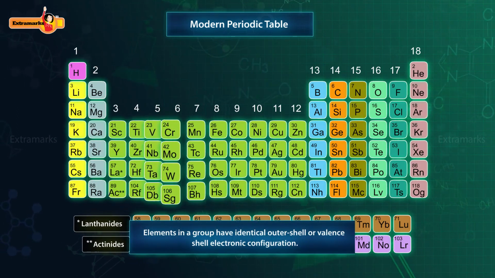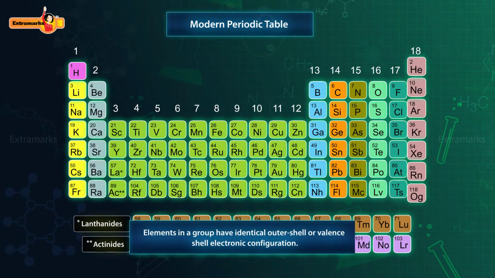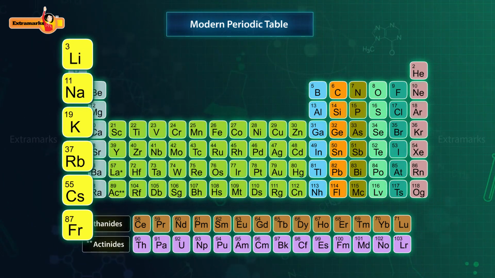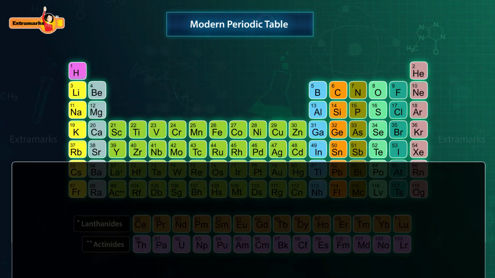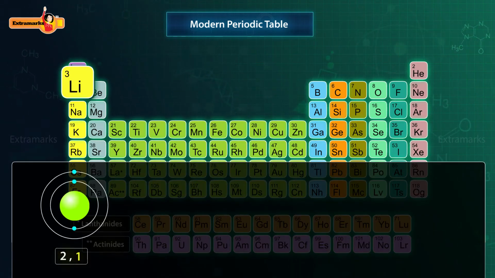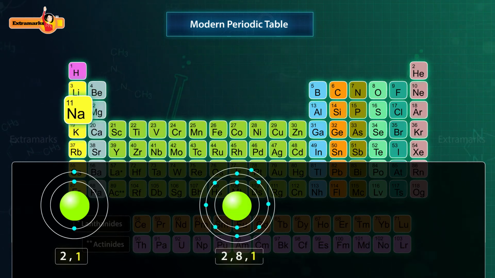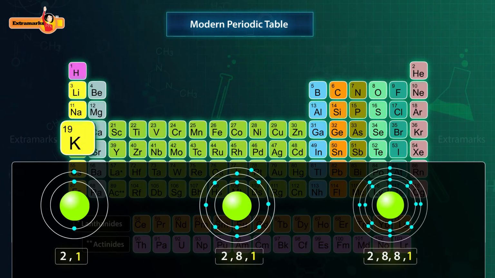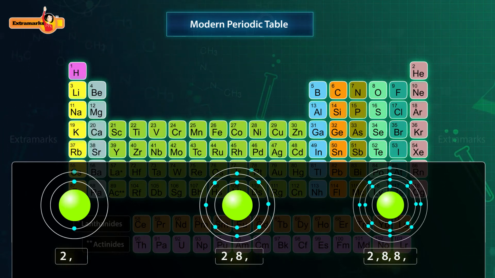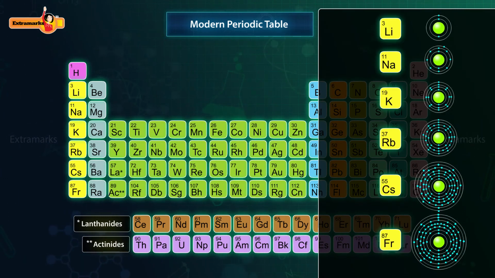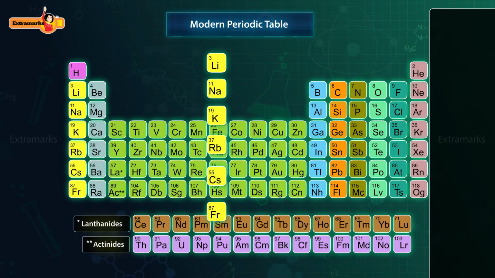The elements in a group have identical outer shell or valence shell electronic configuration. For example, if you look at the alkali metals present in group 1 of the periodic table, the electronic configuration of lithium is 2, 1. Sodium has electronic configuration of 2, 8, 1. And that of potassium is 2, 8, 8, 1. All these elements contain the same number of valence electrons. This is the reason why elements in a group show similar chemical properties. However, the number of shells increases as we go down the group.